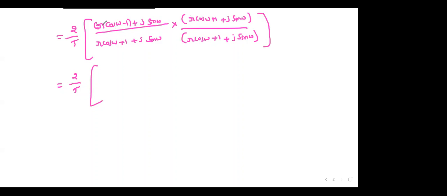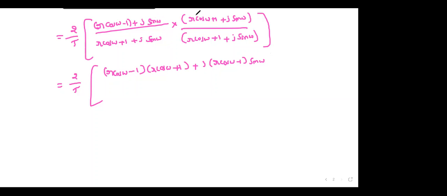We can get in the numerator real part and real part first. So (r cos omega minus 1) into (r cos omega plus 1). Then real part into imaginary part: plus j into (r cos omega minus 1) into sin omega. Please do it and tell me.